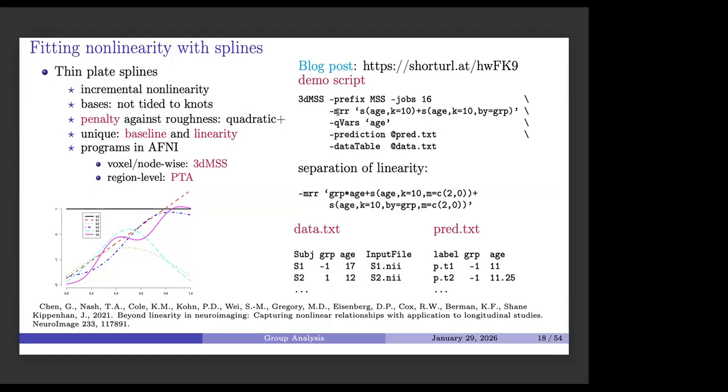So the model specification, MRR, is modeling using a ridge regression strategy. Basically, it's a pooling effect, a shrinking effect. So we specify the age. The S stands for smooth. The K is the number of basis functions. You don't have to specify the number of basis functions. By default, it's 10. If you have fewer age values, you probably need fewer basis functions, based on how many age values you have. So by default, it's 10.